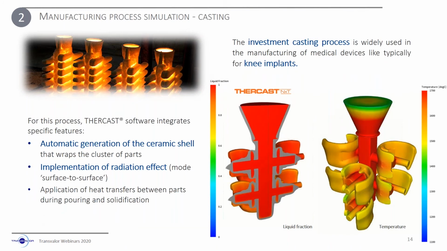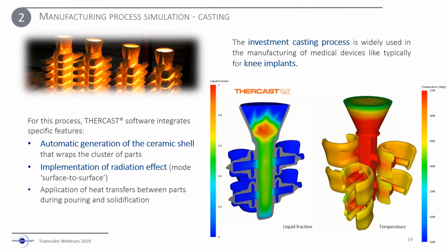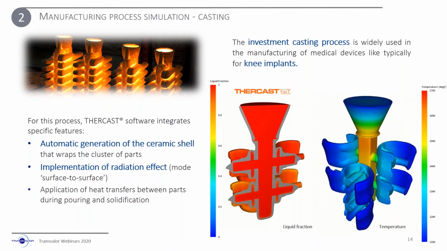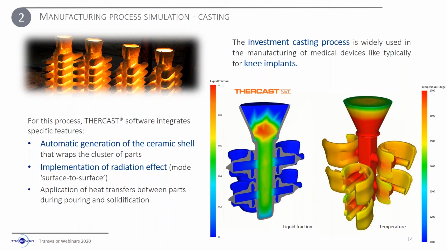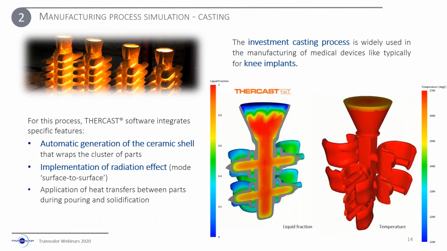In the field of medical devices, one technique is specifically used. This is the investment casting. Another name used before was lost wax casting, but we are talking about the same technique. This casting technique is used, for example, to produce knee joint replacement. And with this technique, a cluster of parts is designed and all the parts are cast together with a top pouring.